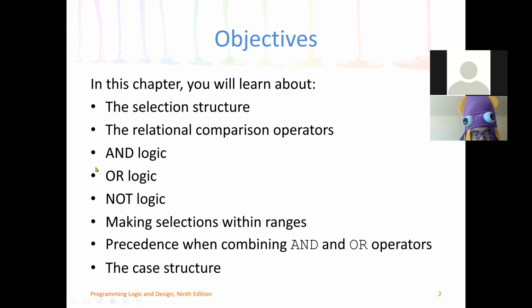And we also go through what we call the logical operators. We have three types of logical operators: the AND logic, OR logic, and also NOT logic. We normally use the logical operators, especially AND and OR, to combine two or more conditions. And we shall go through that, also how we can make a selection within ranges and the precedence when combining AND and OR.